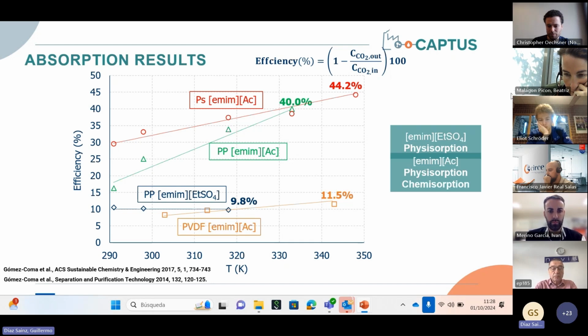In contrast, when we're working with the ionic liquid amine ethyl sulfate, the efficiency is not affected by the temperature. It depends on the type of ionic liquid, and different phenomena are involved: if it's a physical ionic liquid or a chemical ionic liquid, different phenomena are involved in this process, and this is important to remark in this figure. The efficiency has been calculated as the ratio of the outgoing CO2 to the incoming CO2.